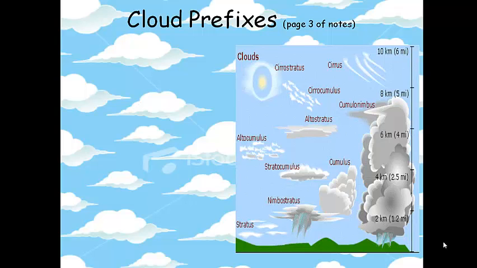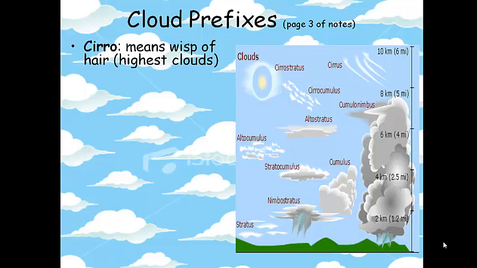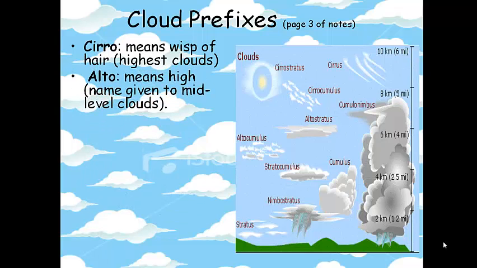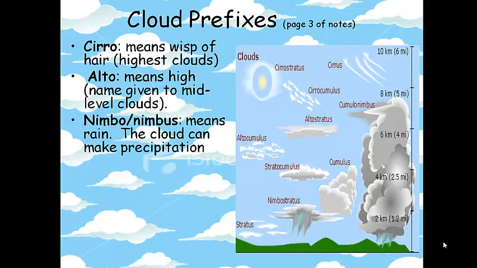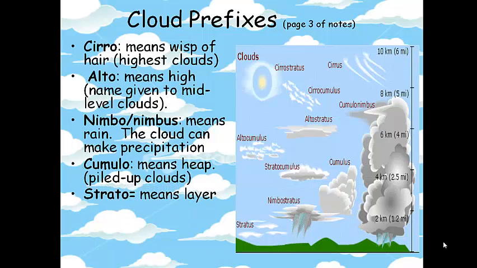Go to page 3 of your notes, and we will study the cloud prefixes. You need to know about the prefixes so that you can understand what kind of cloud it is based on its name. Cirro is Latin for wisp of hair, and these are the highest clouds. Alto means high, and this is the name given to mid-level clouds. Nimbo or nimbus means rain, and this kind of cloud can make precipitation. Cumulo means heap, and these are the piled up fluffy clouds. Strato means layer, and there is no prefix for low altitude clouds like fog.